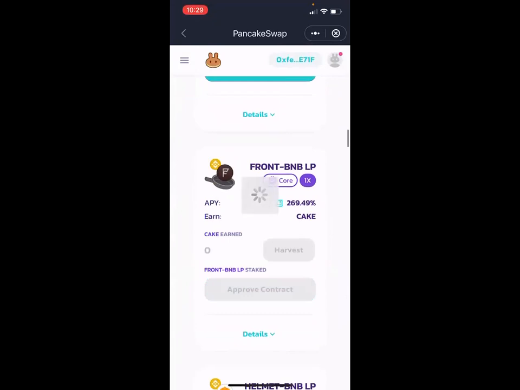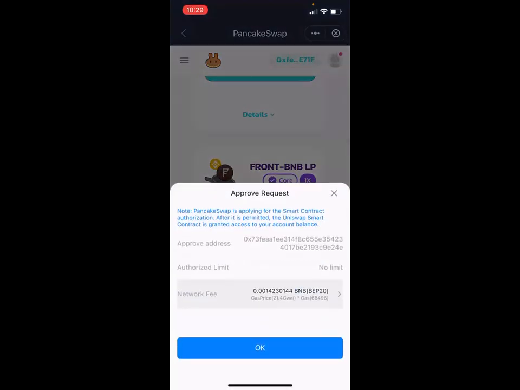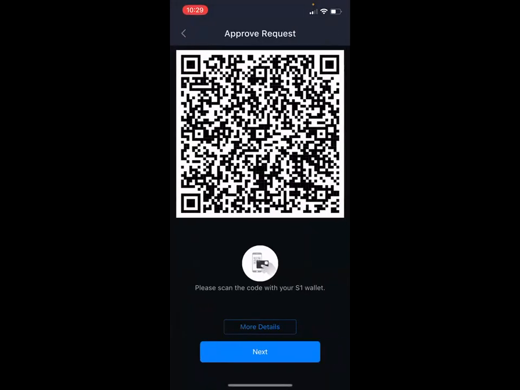Now we're gonna approve this contract, right? Because now you have to ask for permission to get onto this smart contract, so you can move your LP tokens on there and start making your ROI. So I'm doing this on my hard wallet right now.